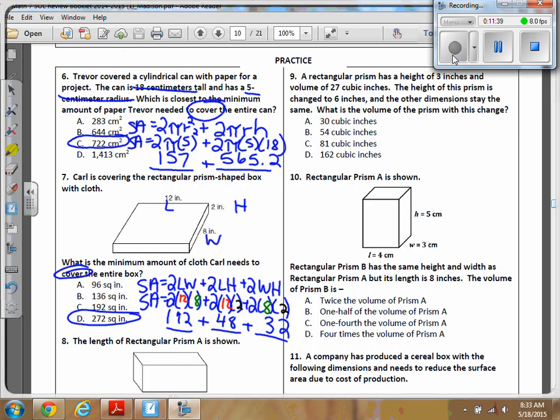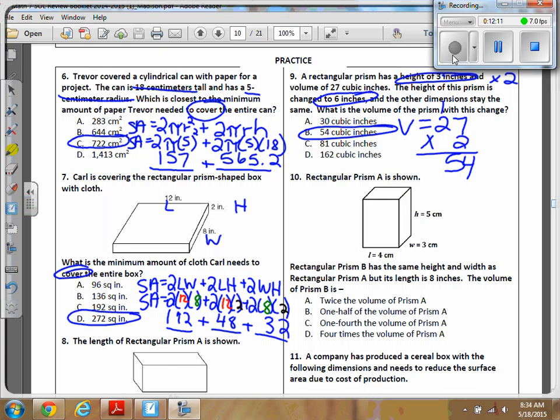It says a rectangular prism has a height of 3 inches and a volume of 27 cubic inches. So we already know that the volume is 27. The height of this prism is changed to 6 inches. So my original height was 3, my new height is 6, and the other dimensions stay the same. Well, I know that to go from a height of 3 to a height of 6, I'm multiplying that 3 by 2, which means I can just take my volume and multiply it by 2, and I get 54.